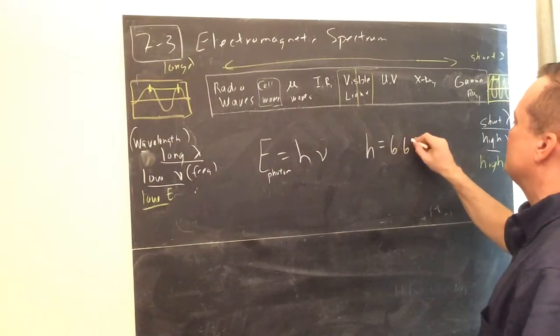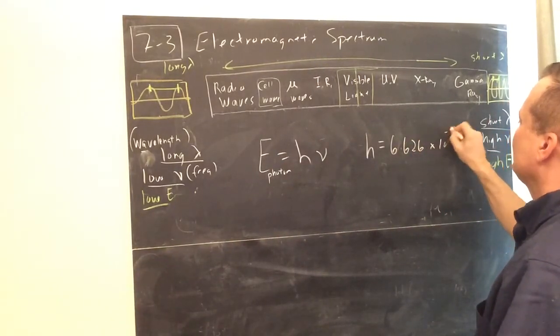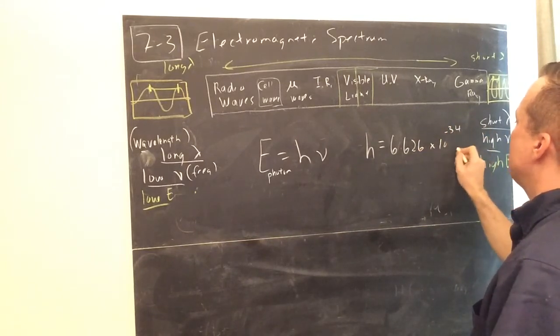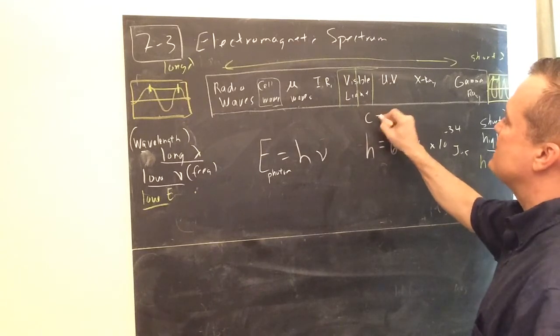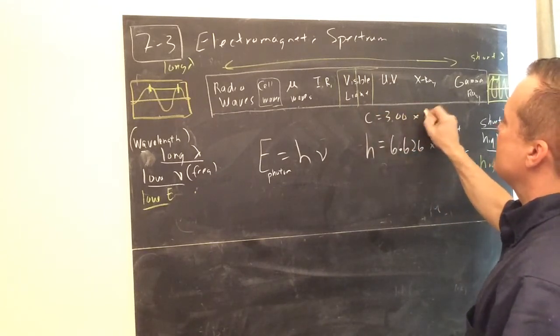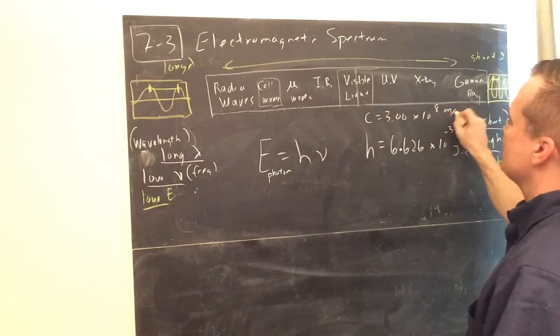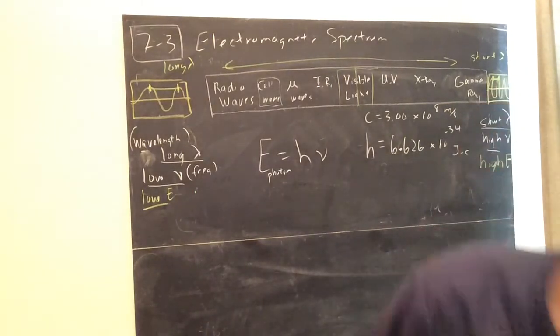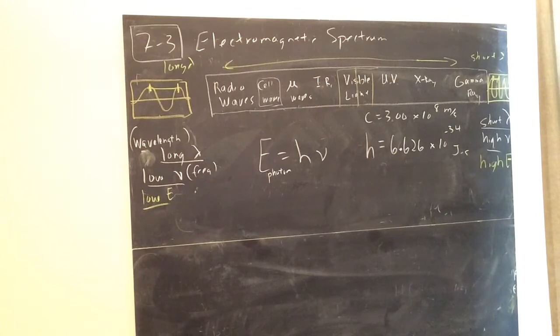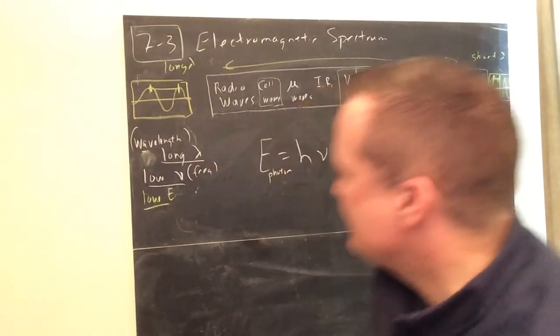It's 6.626 × 10^-34 joule·seconds. This is a constant, just like the speed of light is a constant: 3 × 10^8 meters per second. All right, so here's what Planck figured out, and I have to get to Einstein as well.